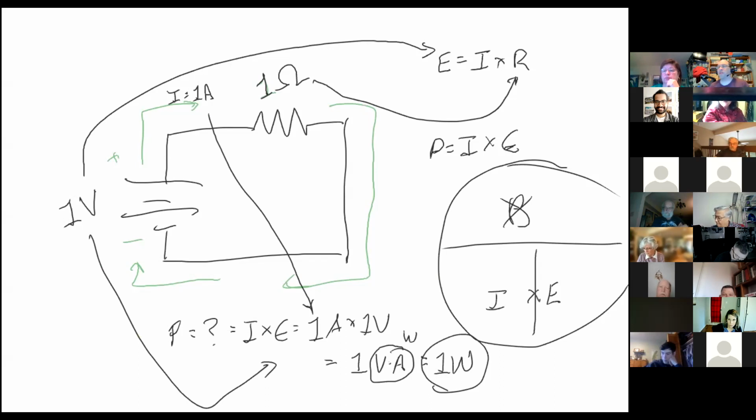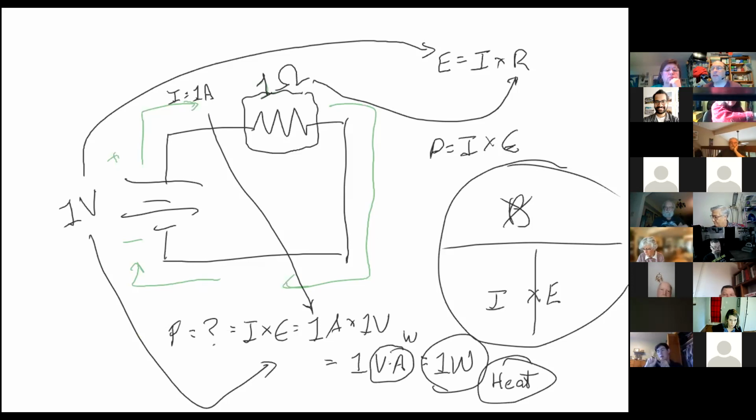And because a resistor fights back against the flow of current, the act of it fighting back generates heat. So what will happen to that 1 watt in that resistor? It'll be dissipated as heat. You will have a 1 watt heater.